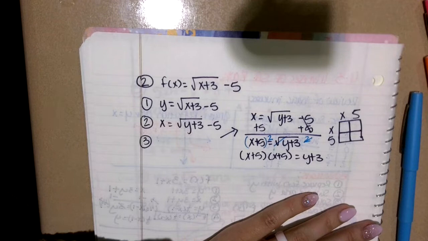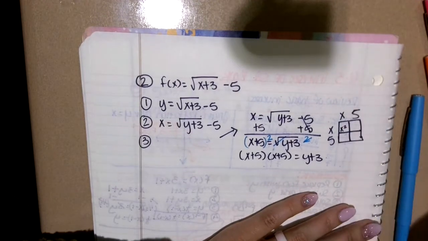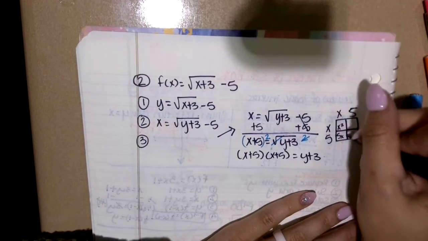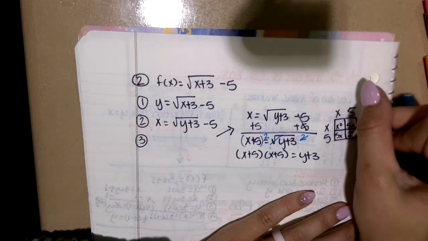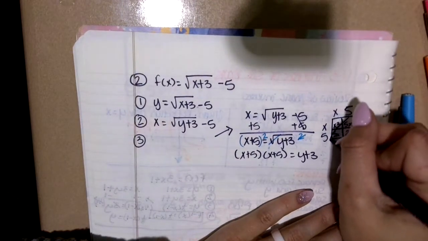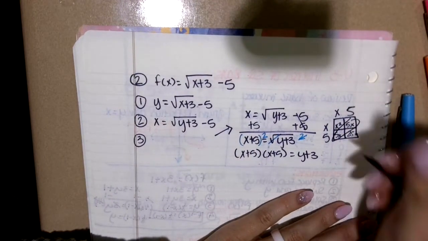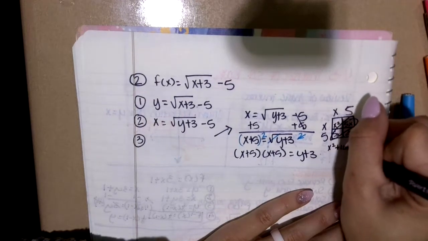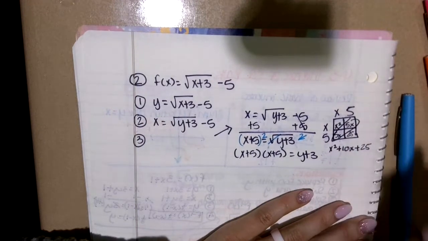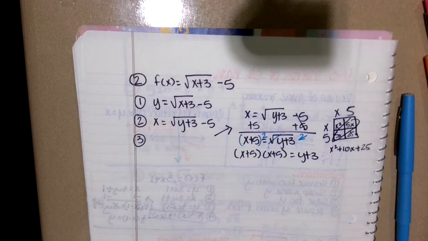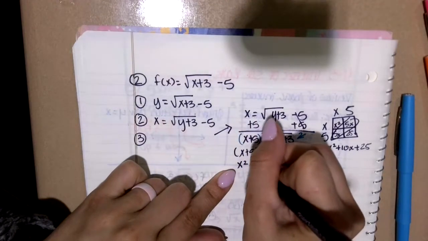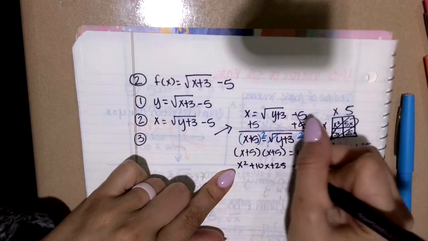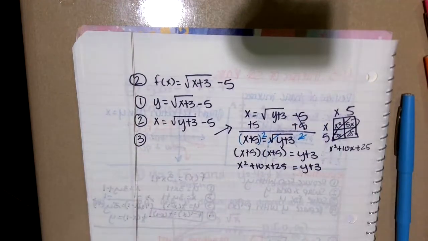x times x is x squared, 5 times x is 5x, and then 5x again. 5 times 5 is 25. So I combine my x's together, so I'm left with x squared plus 10x plus 25. Alright, so this becomes x squared plus 10x plus 25 is equal to y plus 3.